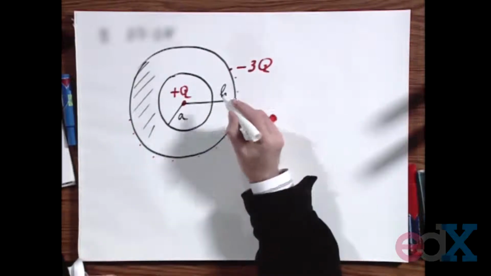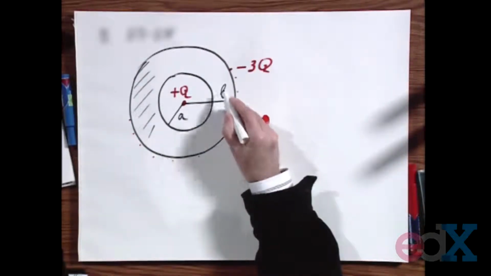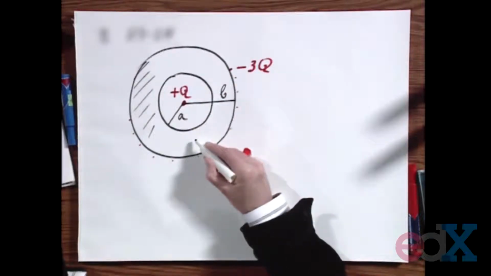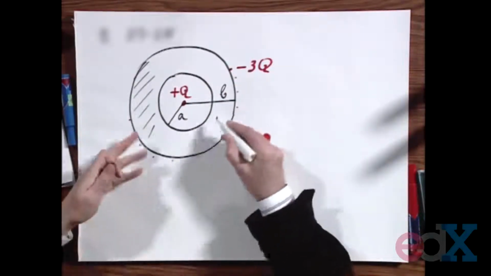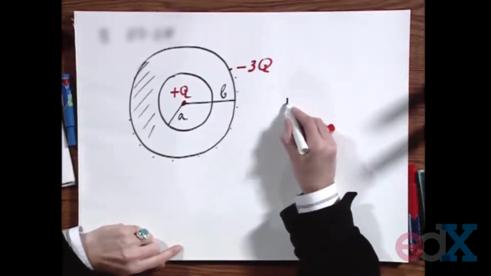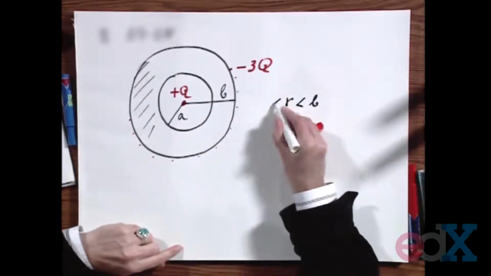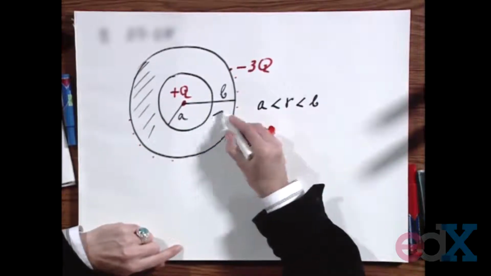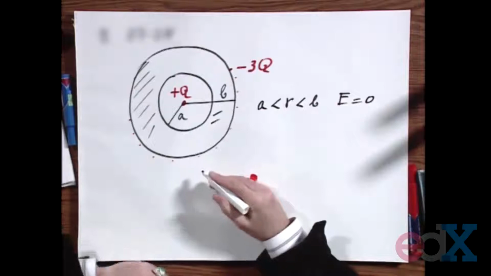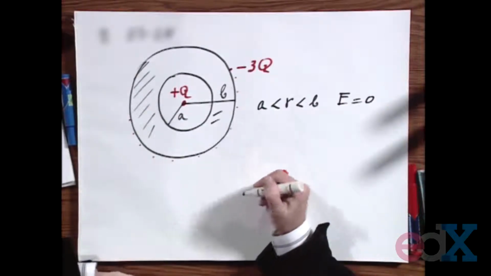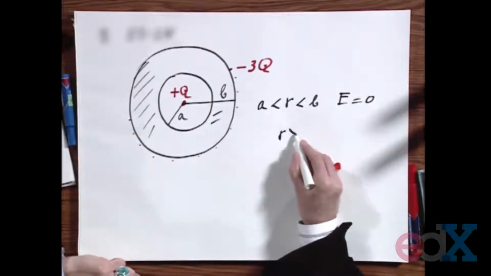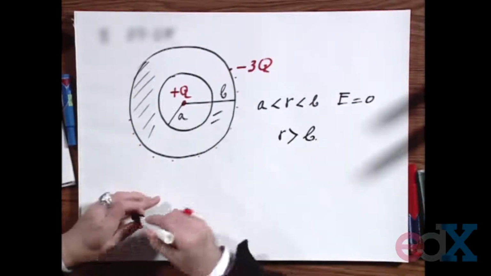Now there's no charge inside the conductor, because any charge inside the conductor would make the electrons experience a force, the electrons would start to flow, and they would kill the electric field. So already for r less than B and larger than A, in the shell, we know that the electric field equals 0. So that's easy. What now is the situation for r larger than B?